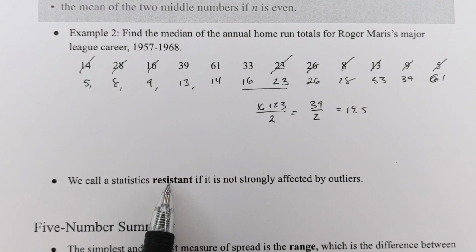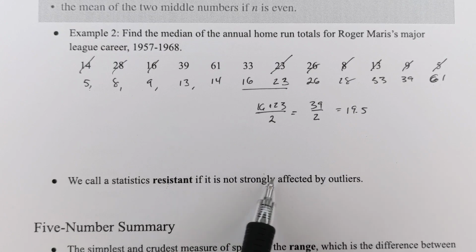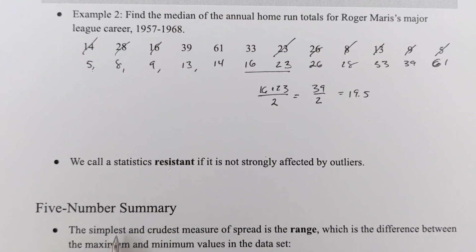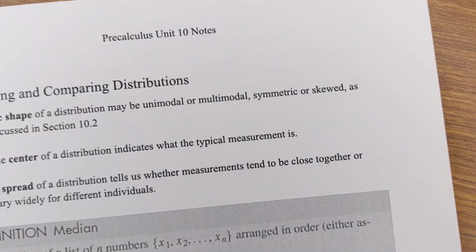Another definition here: resistant. A statistic is resistant if outliers do not have a large effect. So we've got a 5-number summary. The simplest and crudest measure of spread is the range, which is the difference between the maximum and minimum values. So just maximum minus minimum.